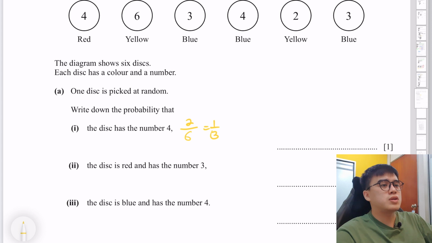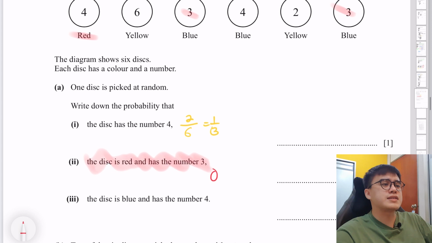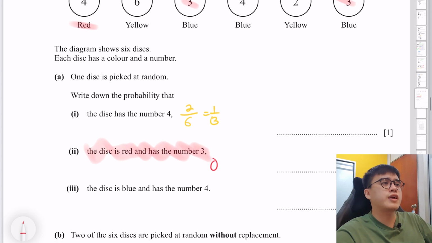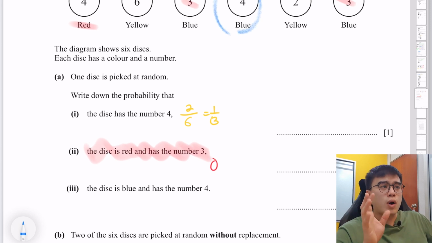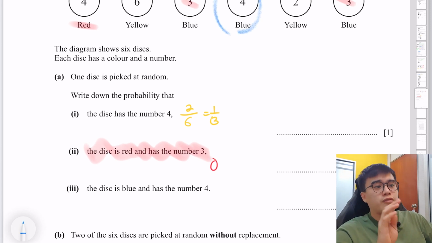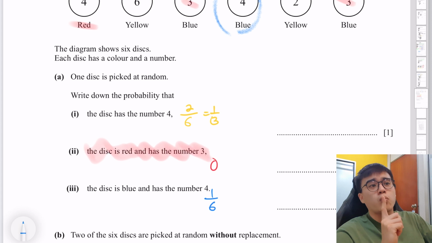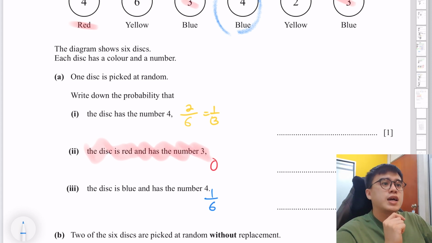While part 2, the disc is red and has the number 3. So over here, the red one only has a number of 4, which means this is 0. And for part 3, the disc is blue and has the number 4. So over here, out of all 6 of them, there's only one disc with blue and a number of 4, which means your result should be 1/6.